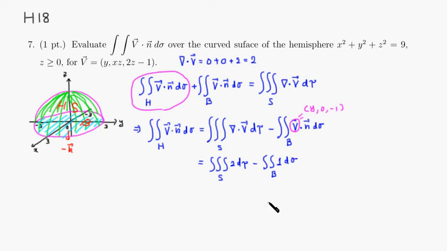Then this is simply 2 times the volume of the whole solid hemisphere S, minus the area of the base B. This is just a circular base. We know how to find area, and the volume of the hemisphere is just half of the sphere. I'll let you finish that. All right, that's it. I hope this was clear.